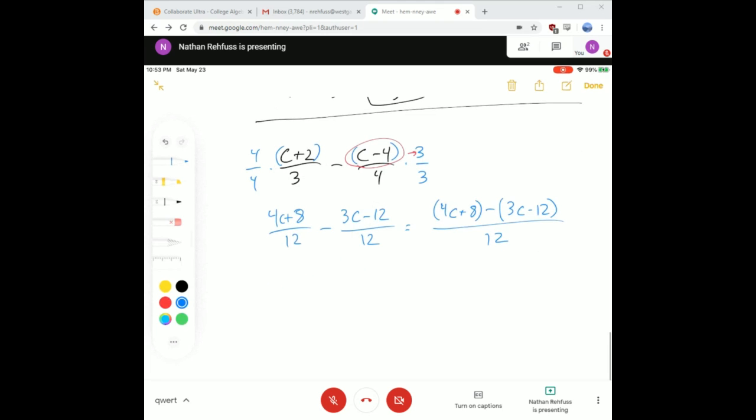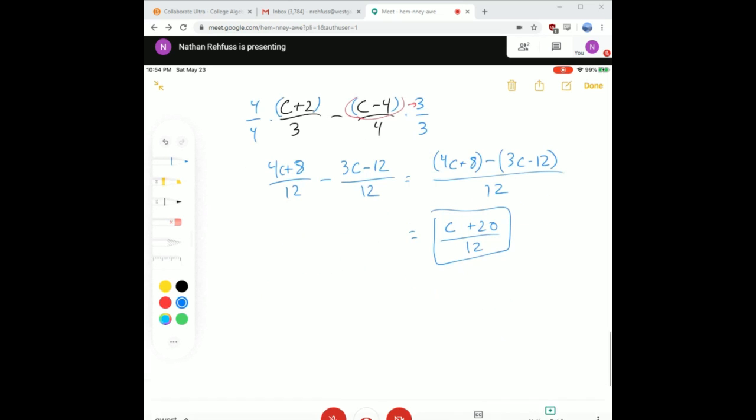4c minus 3c is 1c. 8 minus negative 12 is 20. That's all divided by 12. There's no canceling we can do here. I know you're going to be tempted to pull a 4 out of the 12 and out of the 20, but the c ain't got a 4. Think of it this way. Can I factor a 4 out of the entire numerator to cancel with the 4 down there? And the answer is no. 4 comes out of this term, but it don't come out of that term. So there is no simplifying this. This is our final answer.